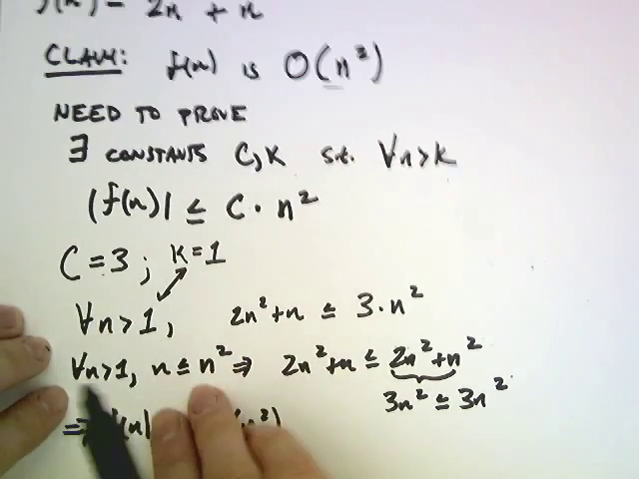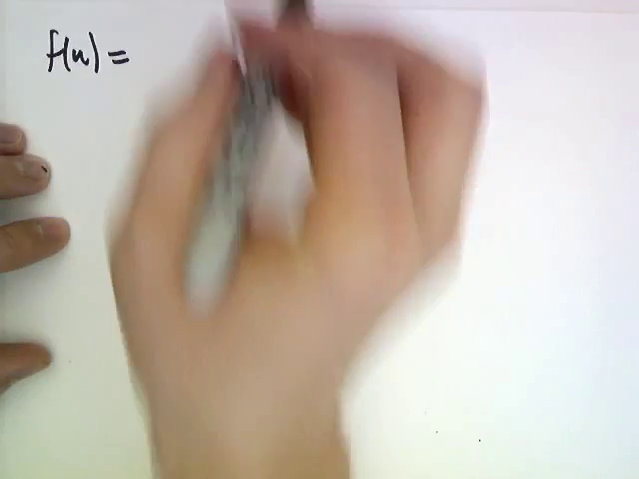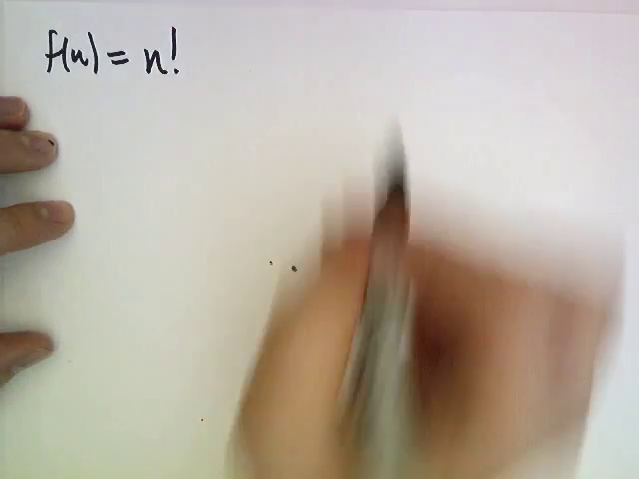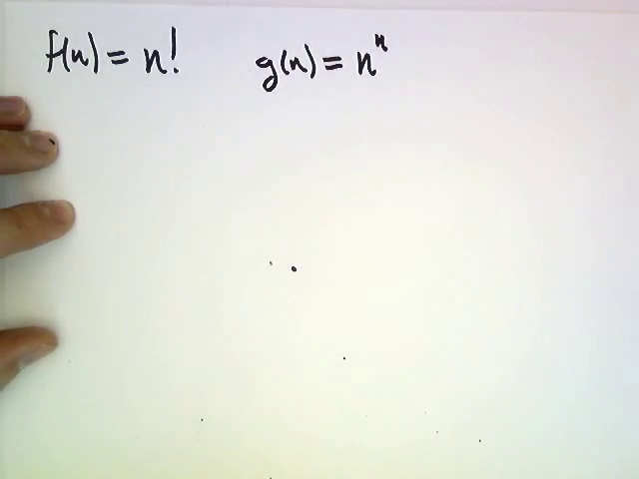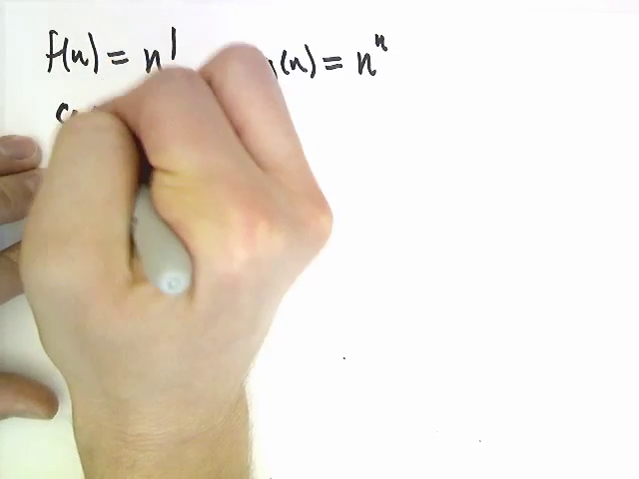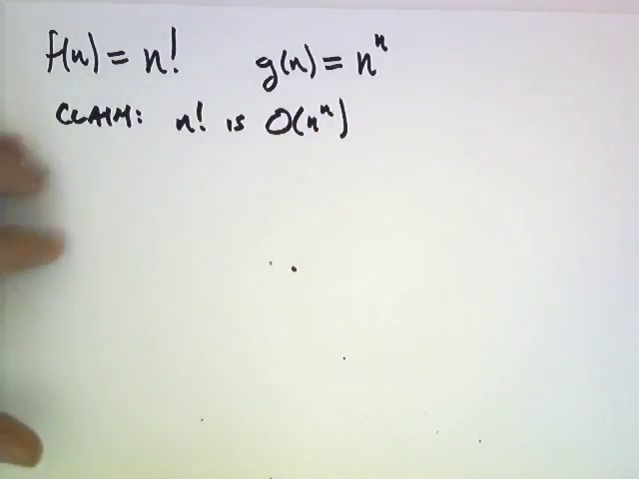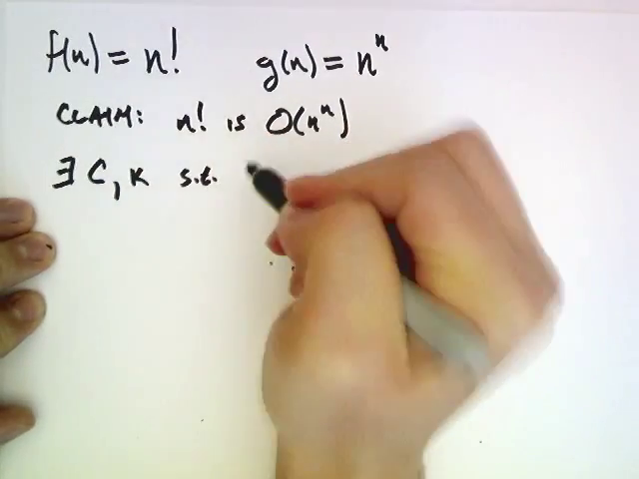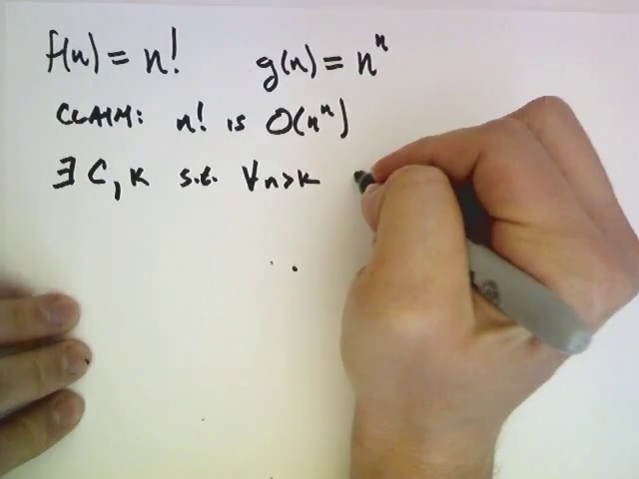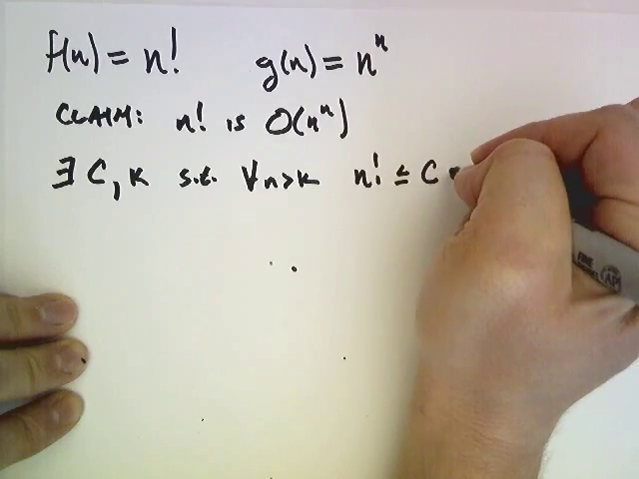Let's do one more, slightly more interesting example. Let's assume that f of n is n factorial, and I want to prove that f of n is big O of the function n to the n. Okay, so my claim is that n factorial is big O of n to the n. So what do we need to prove? We need to prove that there exist constants c and k such that for all n greater than k, n factorial is less than or equal to c times n to the n.